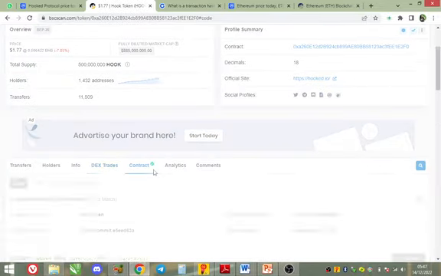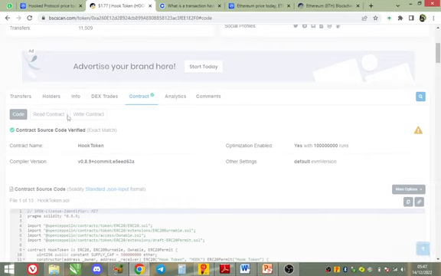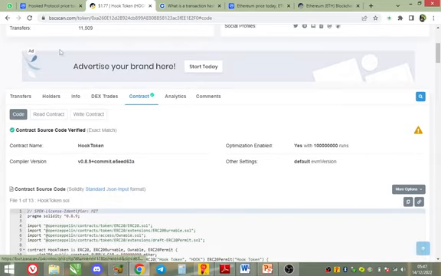Now this is the contract. This is the contract information, like the contract name. The contract name is actually Hook Token. The compiler version. You can see all of that. Those are information for those that are actually into programming stuff and the rest.